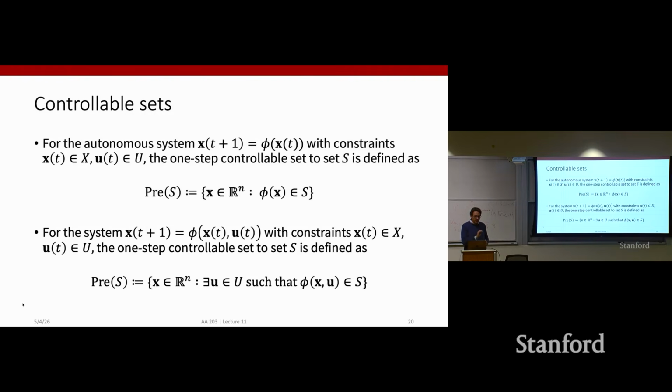Then we define the notion of a controllable set. For an autonomous system, x t plus 1 equal to phi of x of t, with the state and control constraints, the one-step controllable set to set S is defined as the set of states such that after one-step application of our transition dynamics, we end up in set S.